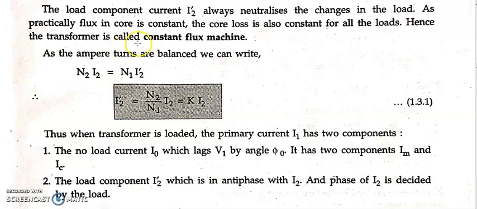Now, if you have concluded that the transformer is a constant flux machine, then can I write like this: N2 into I2 equal to N1 into I2 dash? What does it mean? Ampere turns on the secondary side and ampere turns on the primary side. N2 and I2 will produce phi 2 and N1 and I2 dash will produce phi 2 dash. And we know that phi 2 and phi 2 dash are equal in magnitude, but opposite in direction. True? Yes or not? I can write phi 2 equal to phi 2 dash, and if I take the right hand side term to the left hand side, the resultant flux will be 0.